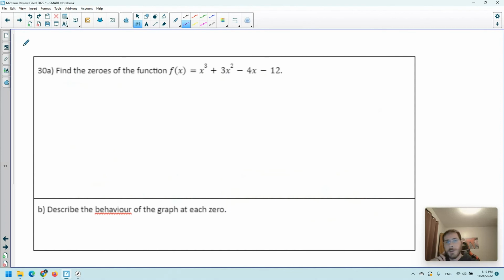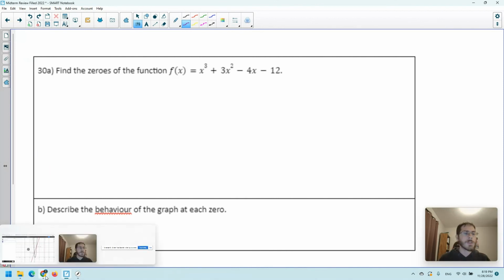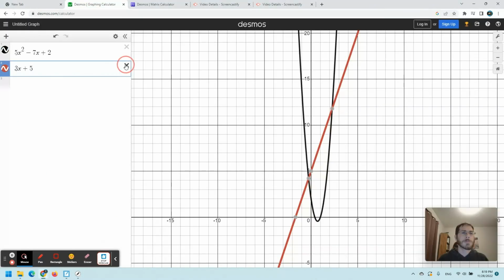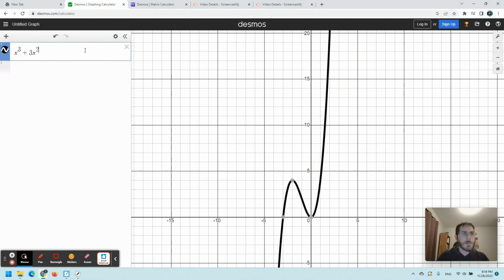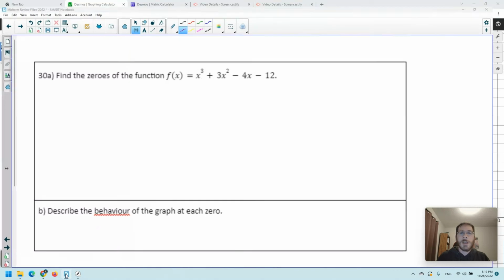For number 30, find the zeros of this function and then describe the behavior of the graph at each zero. So if we have to find the zeros of the function, we probably are going to think about using maybe some p's and q's in order to figure out what our rational root theorem tells us we're going to get. But usually when we do that, we go to a graph anyway just to see what the first good guess would be. So what I want to do is graph this first. So let's graph it and see what we get. So x to the third plus 3x squared minus 4x minus 12.